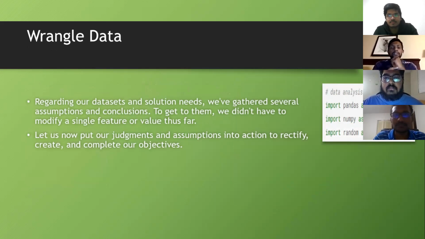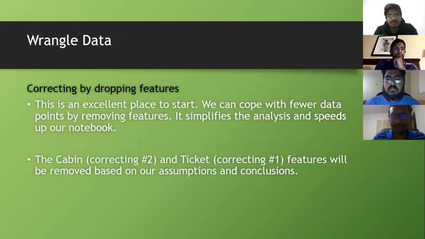Now I'm going to discuss wrangling the data. Regarding our data sets and solution needs, we have gathered several assumptions and conclusions. To get to them, we did not have to modify a single feature or value thus far. Let us now put our judgments and assumptions into action to correct, create, and complete our objective. In this, we have used pandas, numpy, and random as tools on these data sets. Next slide, please.